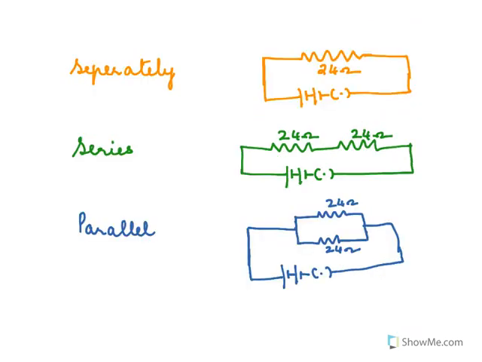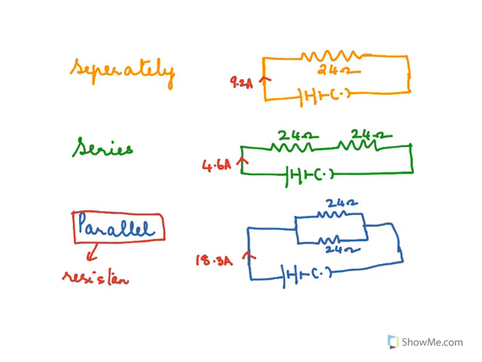So these were the three cases. When separately connected, we found the current flowing was 9.2 amperes. When they were connected in series, the current flowing was 4.6 amperes, and now when they're in parallel, the current was 18.3 amperes. So the maximum current was when they were connected in parallel, because when you're connected in parallel, the resistance is minimum, is less. So the current becomes more.